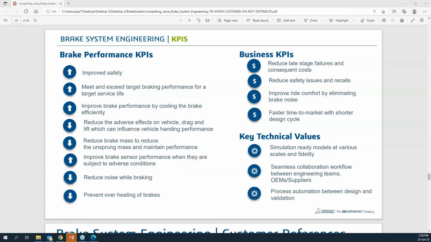So through technology values like simulation-ready models, we offer simulation-ready models at various scales and fidelity, seamless collaborative workflows between the engineering teams and between the suppliers and OEMs, and process automation between design and validation. This helps you improve your products at the design stage as well as at the simulation stage. That will again help you create a better market in your segment of transport and mobility.